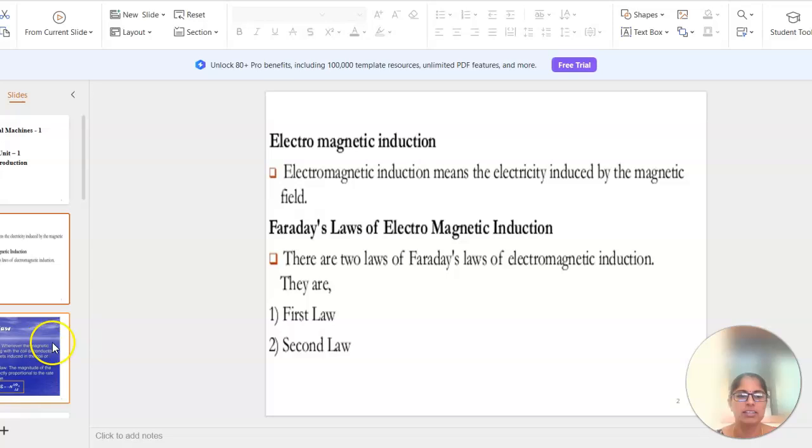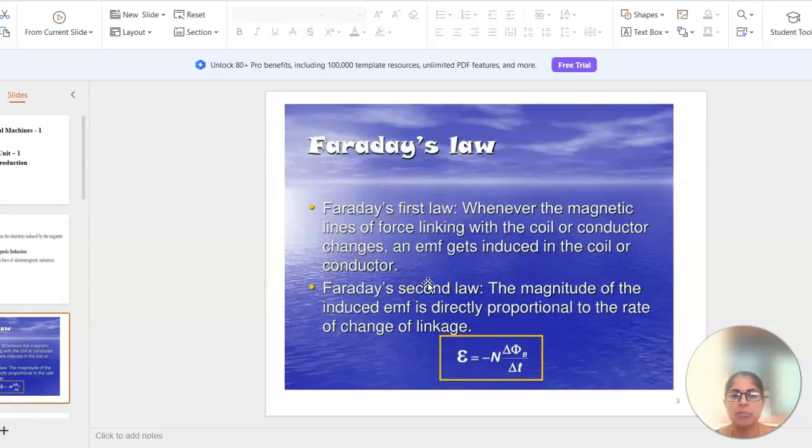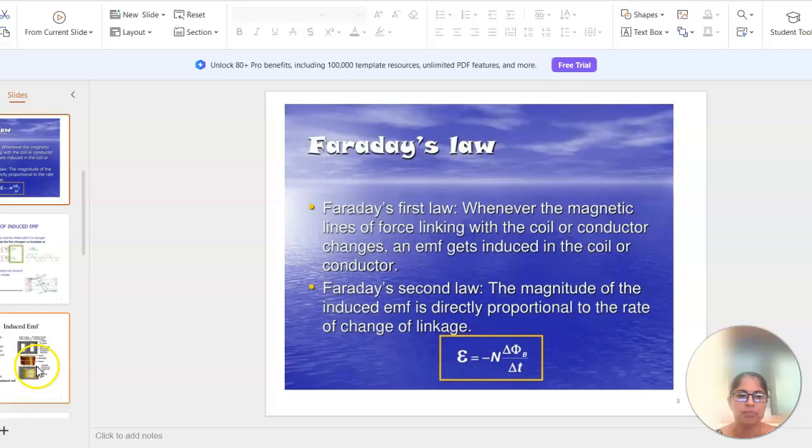The first law defines how an EMF gets induced in the magnetic field, and the second law explains the value of induced EMF, the amount of induced EMF. The first law is: whenever the magnetic lines of force linking with a coil or a conductor change, an EMF gets induced in the coil or conductor. This is Faraday's first law. And Faraday's second law is: the magnitude of induced EMF is directly proportional to the rate of change of flux. This is Faraday's second law of electromagnetic induction.